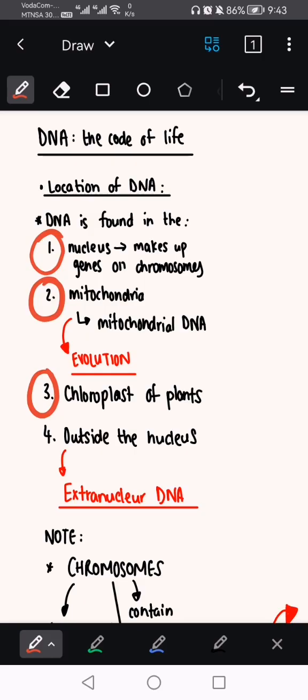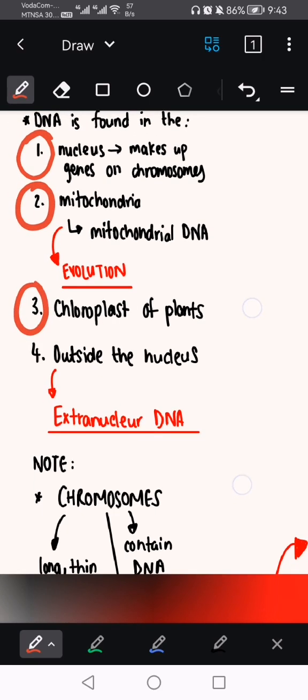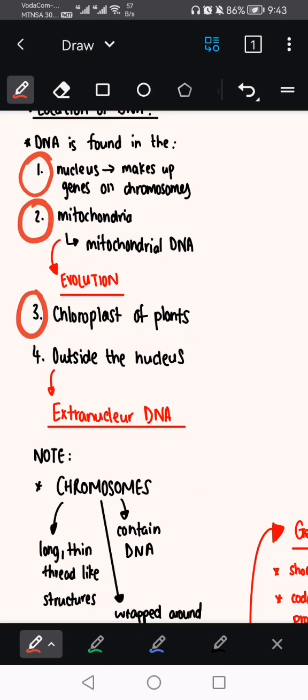And sometimes the argument will come that if DNA is found in every living organism, why don't we all look the same? And we're going to look at why not looking the same is the case. And also DNA that is found outside the nucleus is known as extranuclear DNA. Extra meaning outside, nuclear meaning the nucleus.